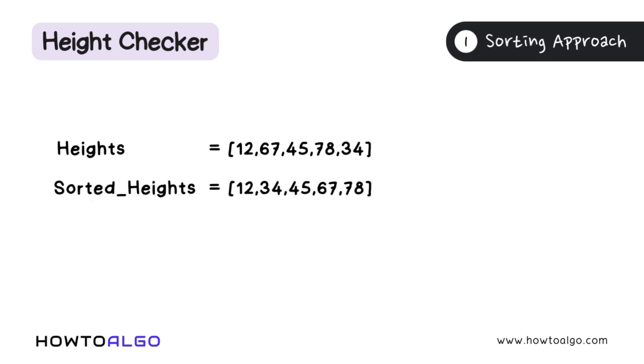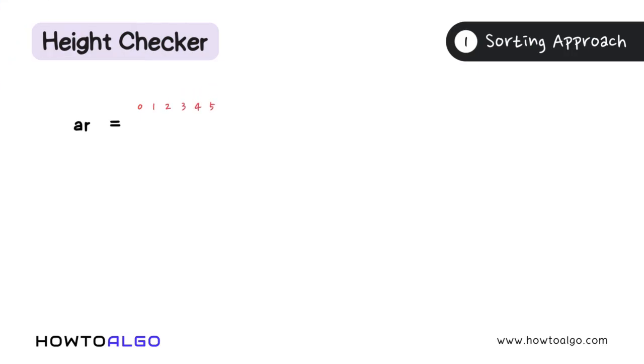This method involves sorting the heights and comparing them to the original array to see how many positions are out of order. In this case, 3 are out of order. For example, consider an array of heights. After sorting, the array will now look like this. Now, if we compare the two arrays, we can observe that indices 2, 4, and 5 are out of order.